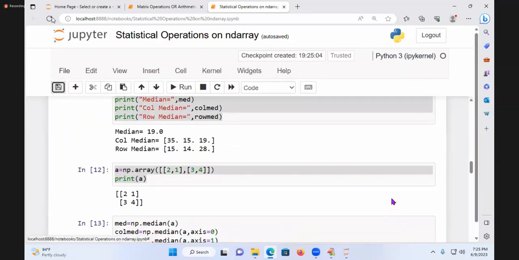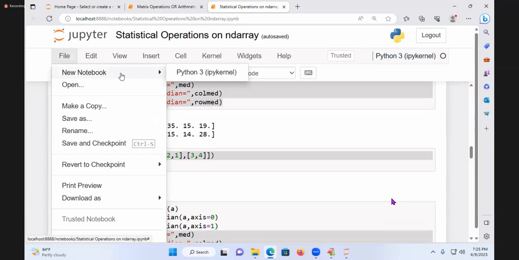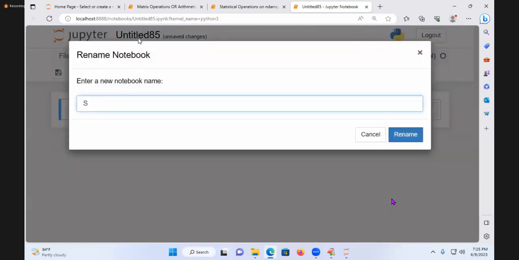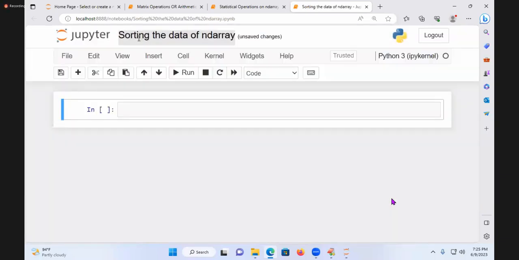Statistics elements. Now I am talking about one small description here. Take care. Now I am going to say very simple information: sorting the data of an ND array. Some miscellaneous information I am going to explain. So take care, students. Easy.